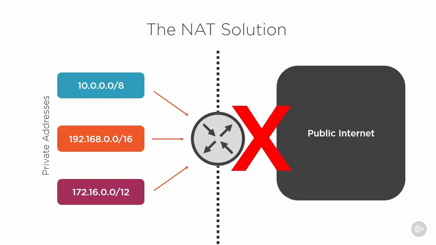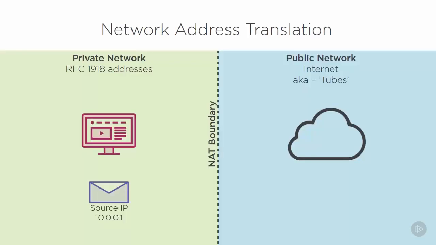So the public internet is going to drop messages when we route them to any one of these three address spaces, which is perfect, which means that we can reuse those address spaces all over the place. But if we want to talk out to the public internet, we need to do something more.